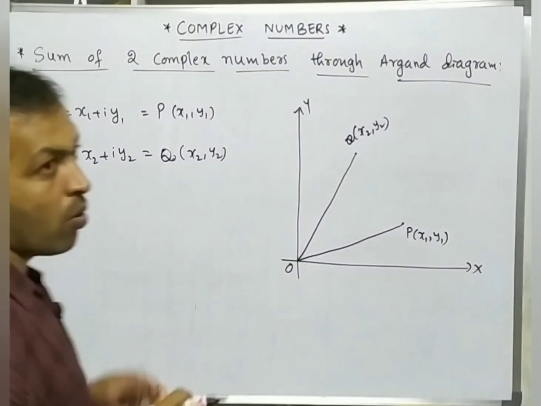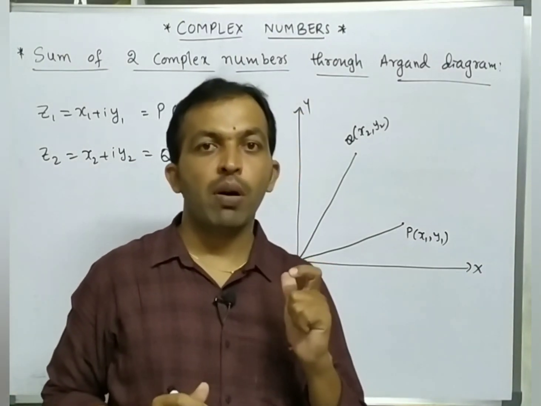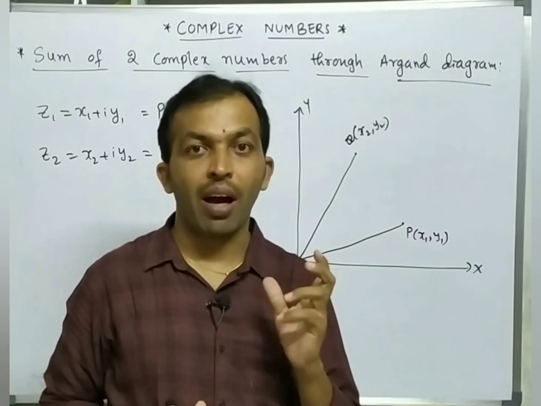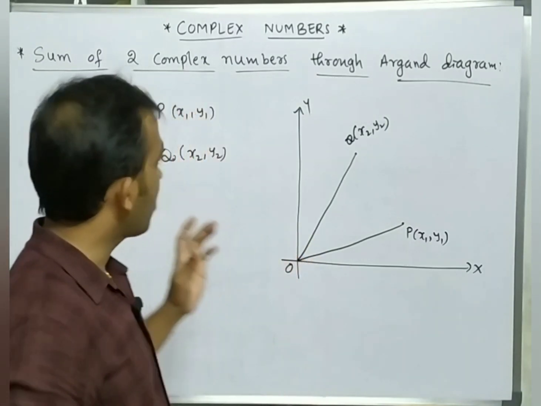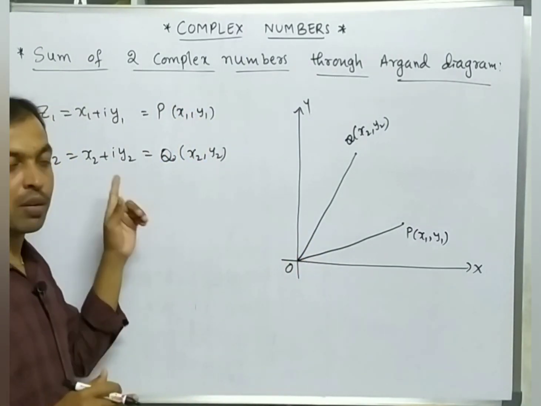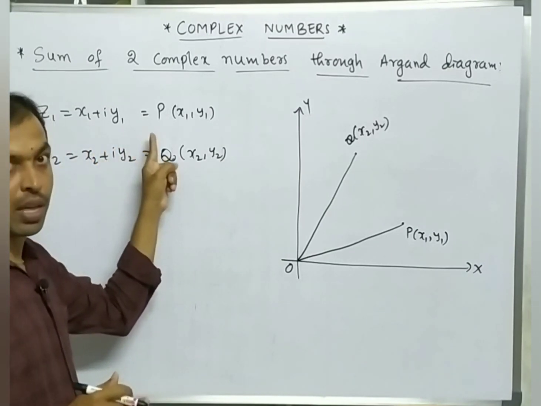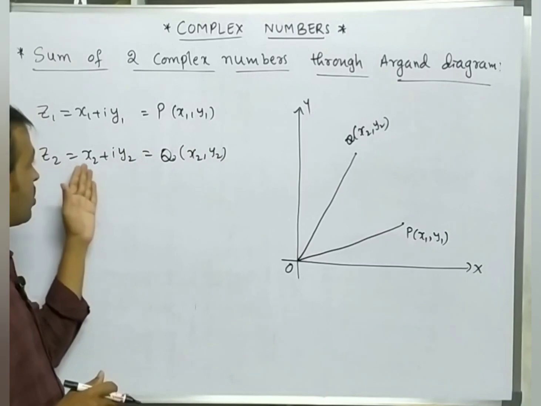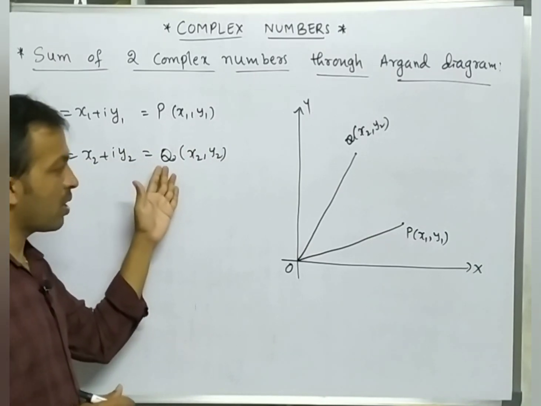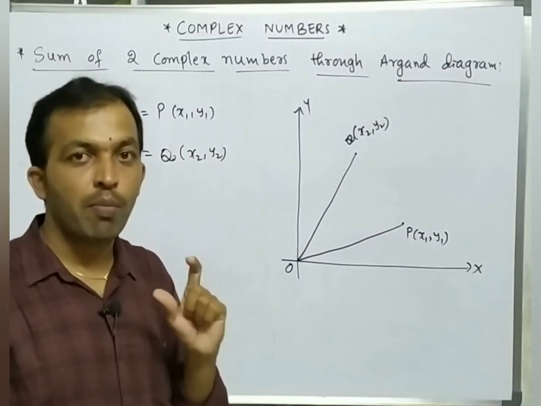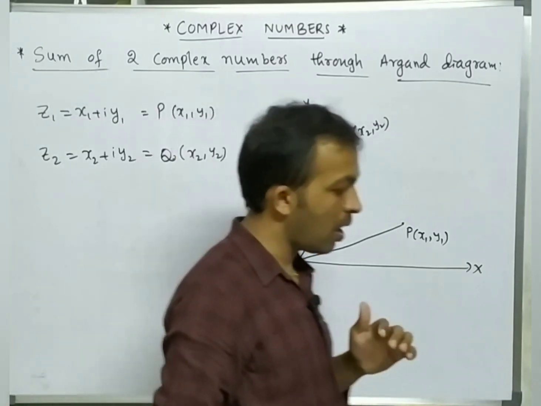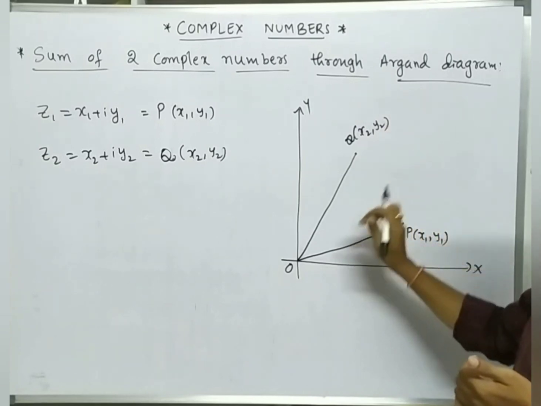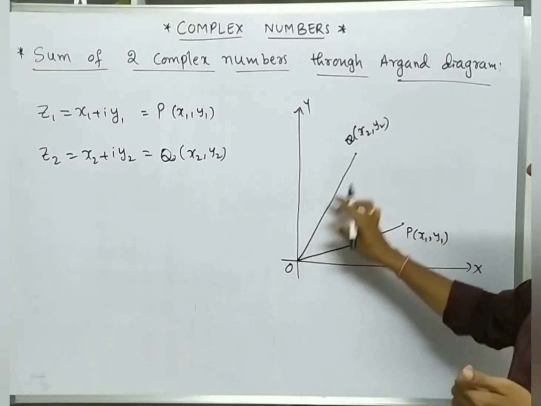Next, how can we represent the sum of two complex numbers in the Argand plane by using an Argand diagram? Here I am taking two complex numbers. One is z1, that is x1 plus i y1, in point form P(x1, y1), and z2 is x2 plus i y2, which I am considering as the point Q(x2, y2). In the Argand plane I am representing P(x1, y1) here and Q(x2, y2) here. So this is OP and this is OQ.